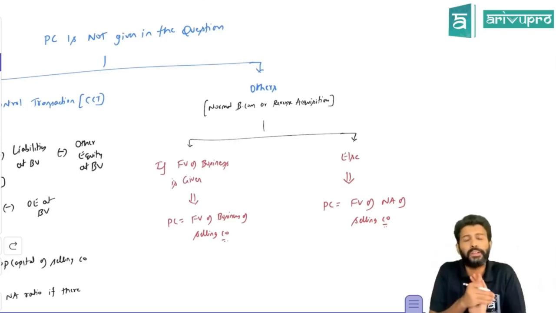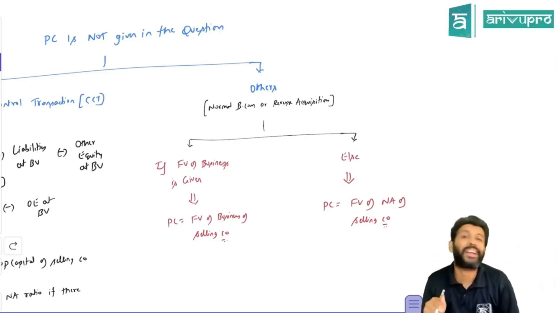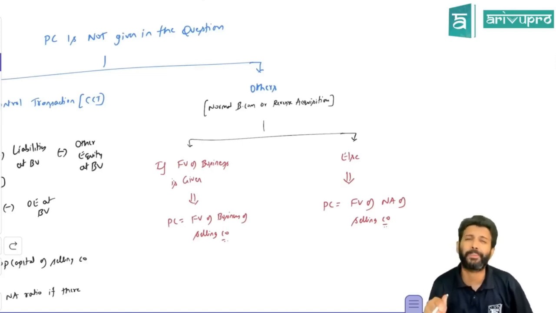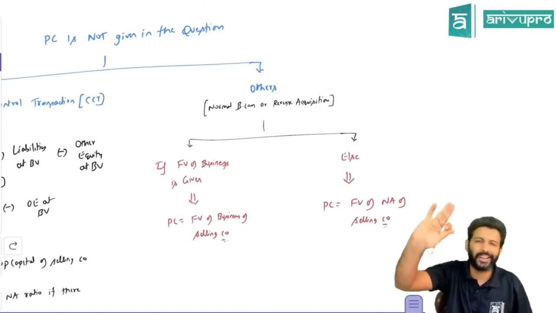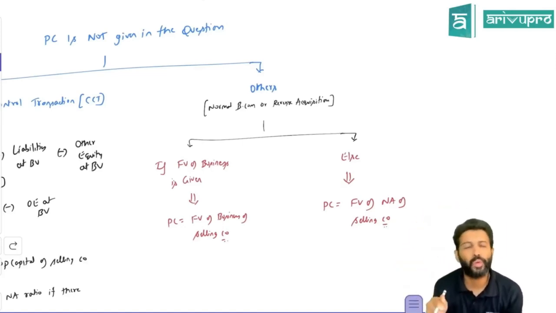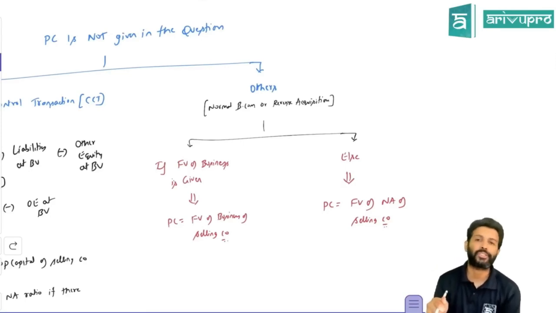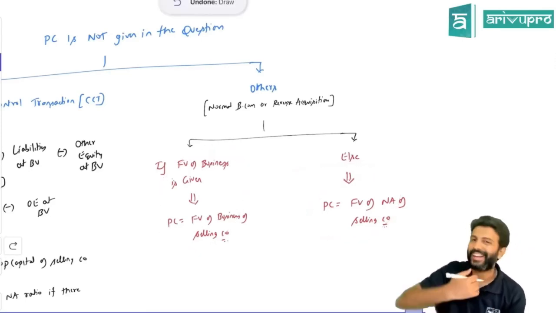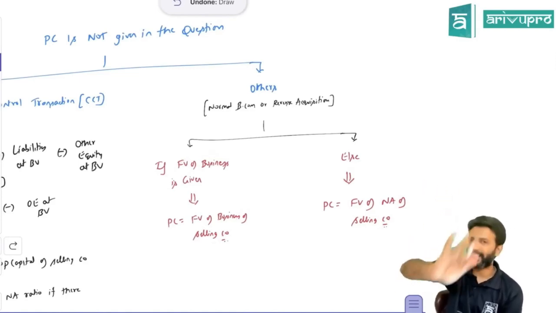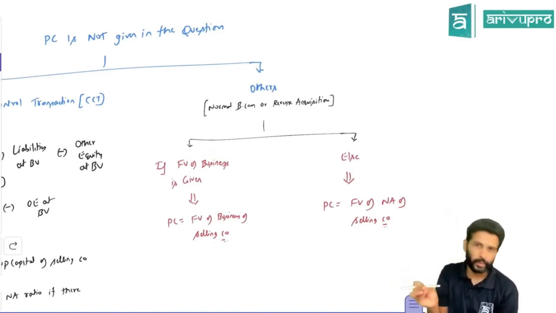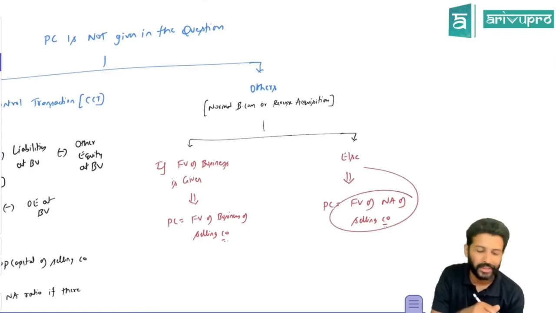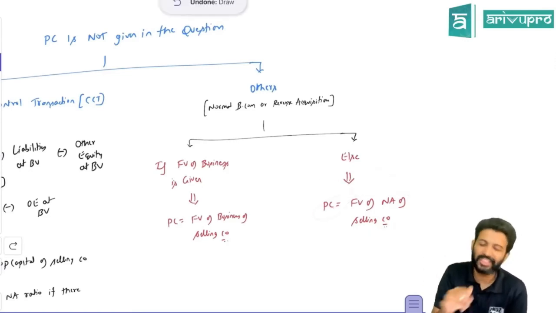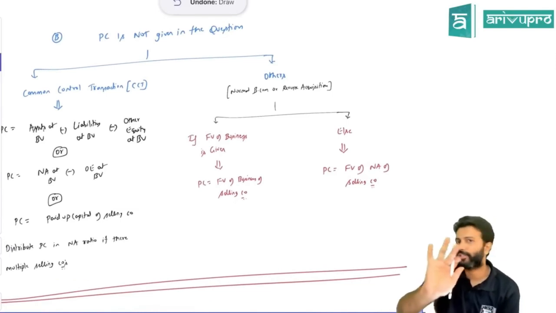If that is also not given, they will give you the fair value of net assets, or they will give you data through which you can calculate the fair value of net assets of the selling company. Net assets means the net worth of the company, right? So if fair value of business is given, directly take that to be PC. If that is missing, then they will give you fair value data through which you can compute the fair value of net assets of the selling company, and that will become your PC. So if PC is not given, this is what you need to do.